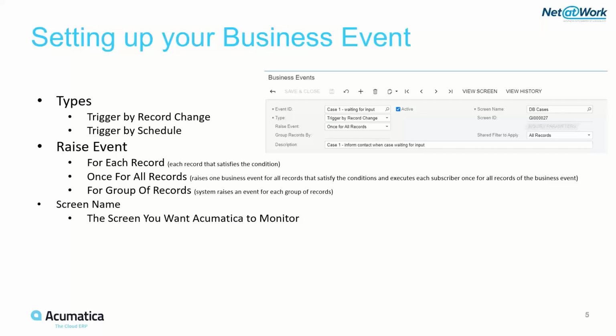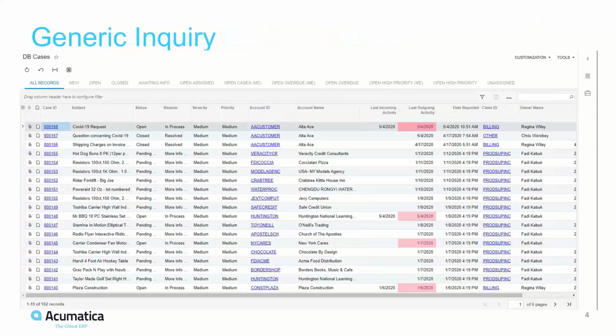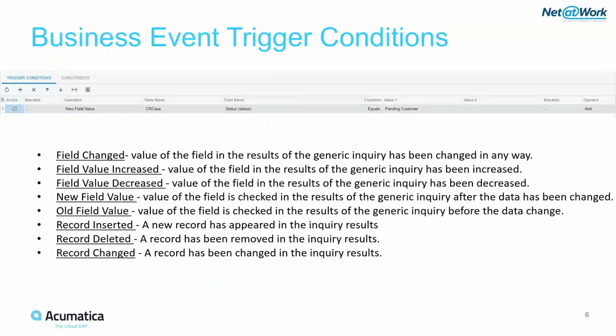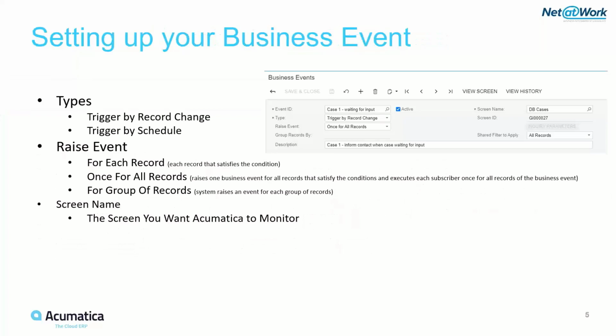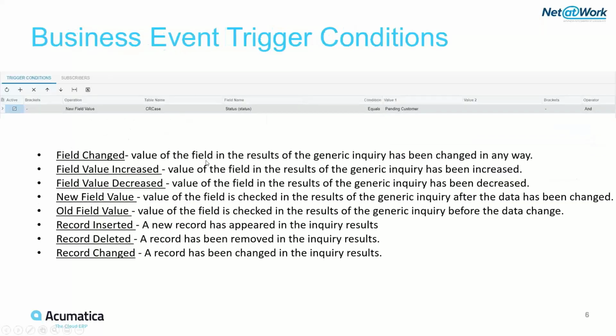And then the screen name is just simply the generic inquiry, the screen that we were looking at before, what we want Acumatica to monitor and really hone in on. The next part of the business event we're going to look at is just the conditions. Now, the conditions are going to be similar for both the schedule and the record change. So these two will be the ultimate deciders, but this will stay the same at the bottom.